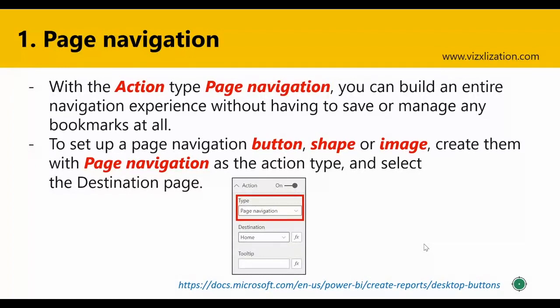The second point here, to set up a page navigation button, shape, or image, create them with page navigation as the action type, and then select the destination page. As you can see here, this is a screenshot. It's right here, action type, of course, page navigation, and destination, we need to select the page that we want to go to. So now let's jump into the next slide.